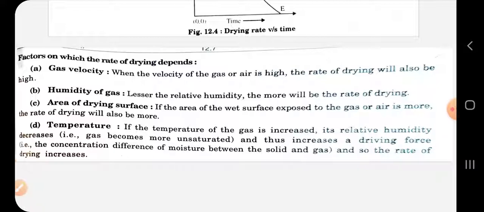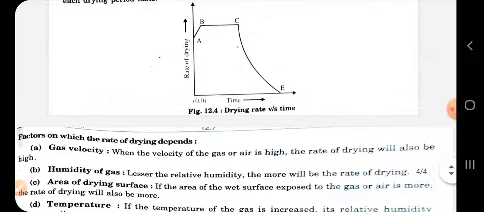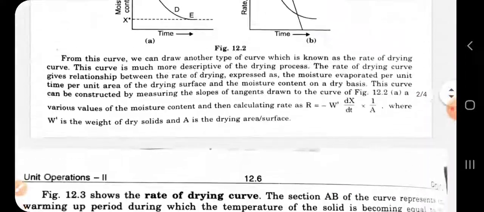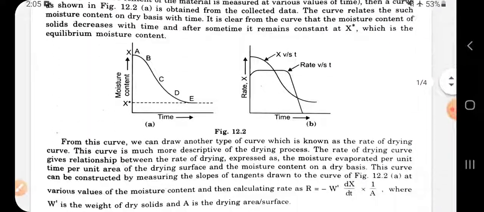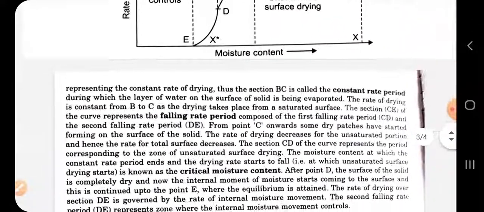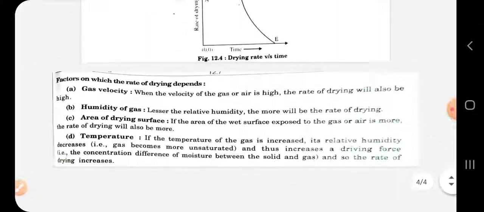So these are the four factors: gas velocity, gas humidity, area of drying surface, and temperature, on which the rate of drying depends. Further, we'll be studying the mathematical relations of the constant rate period of drying and the falling rate period of drying. So what we saw today is the rate of drying curve, its parts, and the factors which affect the rate of drying.